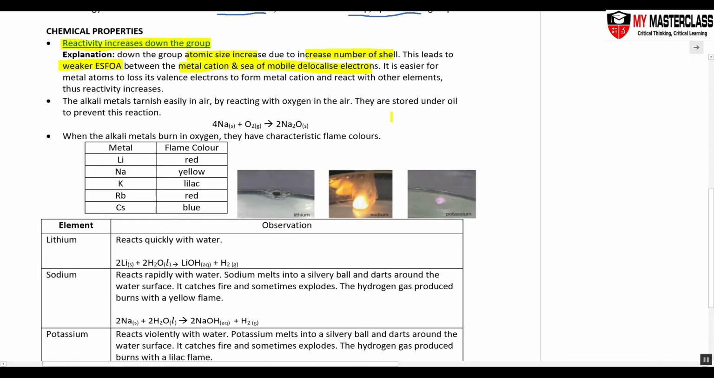So it is easier to lose this valence electron because I have weaker ESFOA. And then when my metals lose electrons, they form the cations. They can react with other elements, for example, reacting with a non-metal to form your ionic bond. So the reactivity increases down the group. Exactly the same explanation as your melting point and boiling point.